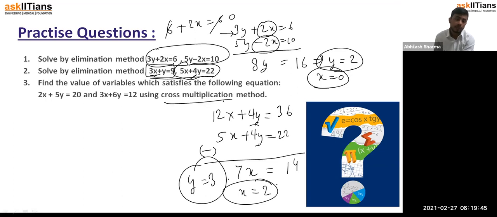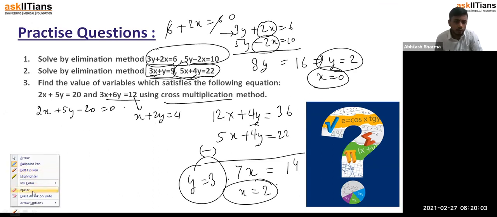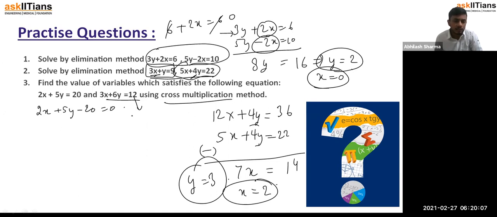Using the cross multiplication method. So look, we first write this equation like this, 2x plus 5y minus 20 equal to 0. And this equation we can obviously divide by 3 first, so we are getting x plus 2y equal to 4. Okay, let me explain it a little bit properly if you are not understanding. Look, what I'm doing is I have simply divided both sides of the equation by 3.